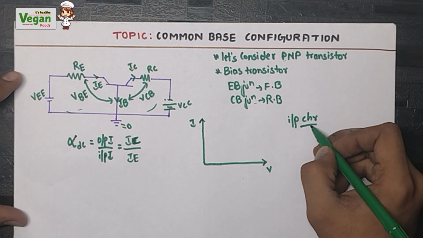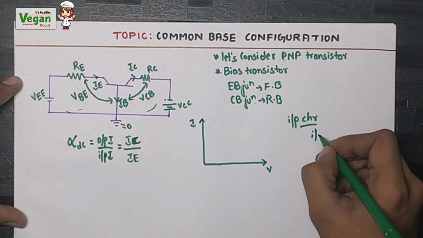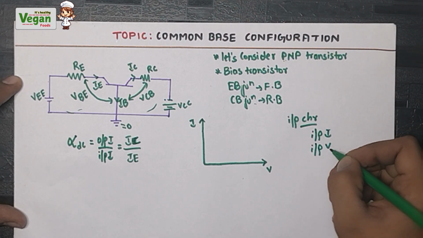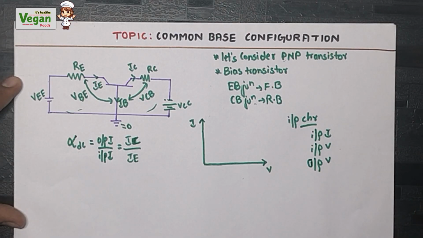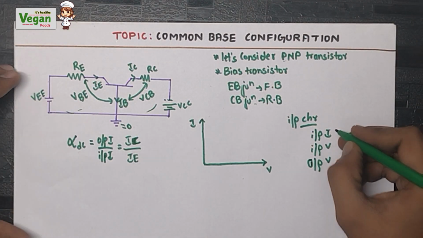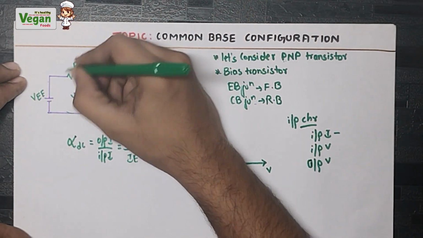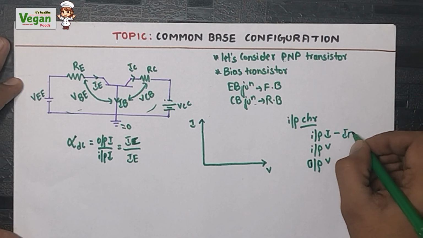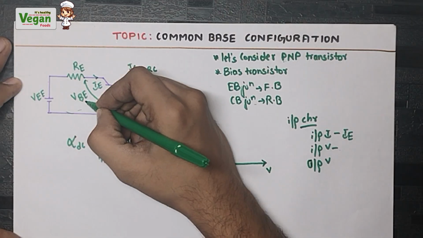Now to plot the input characteristics, we need the values of input current, input voltage and output voltage. So what is the input current? That is on the left hand side we must see. What is the input current? That is IE. Next, what is the input voltage? VBE.